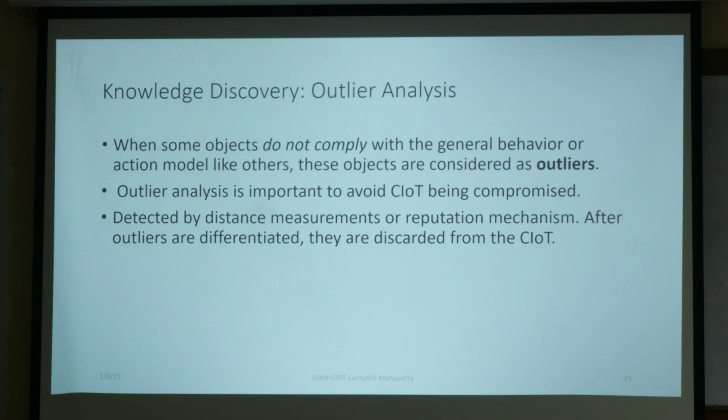Knowledge discovery is also possible through outlier analysis. This is very interesting. We always use this actually. An outlier means something that doesn't fit the scope. When some objects do not comply with the general behavior or action model like others, these objects are considered outliers. So what to do with those things? You throw them out because they're unnecessary things. That also saves energy and time.